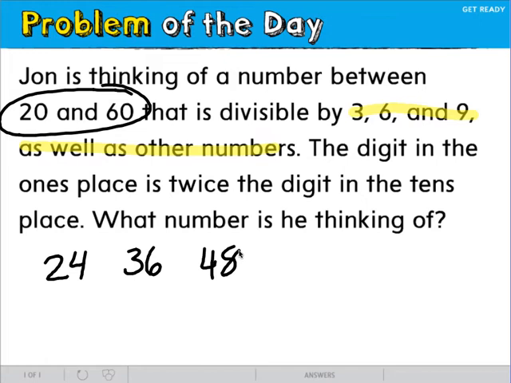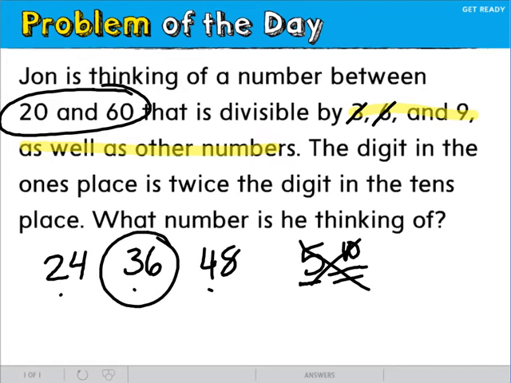Okay? No number in the 50s will work because there's no way to make a number in the ones place twice the amount of 5, because you can't put 10 in the ones place. So no 50s. Then all we have to do is take a look at these 3 numbers and say, which one's divisible by 3? They're all divisible by 3, so that doesn't help me. Which one's divisible by 6? They all are. Which one's divisible by 9? Only 36 is.